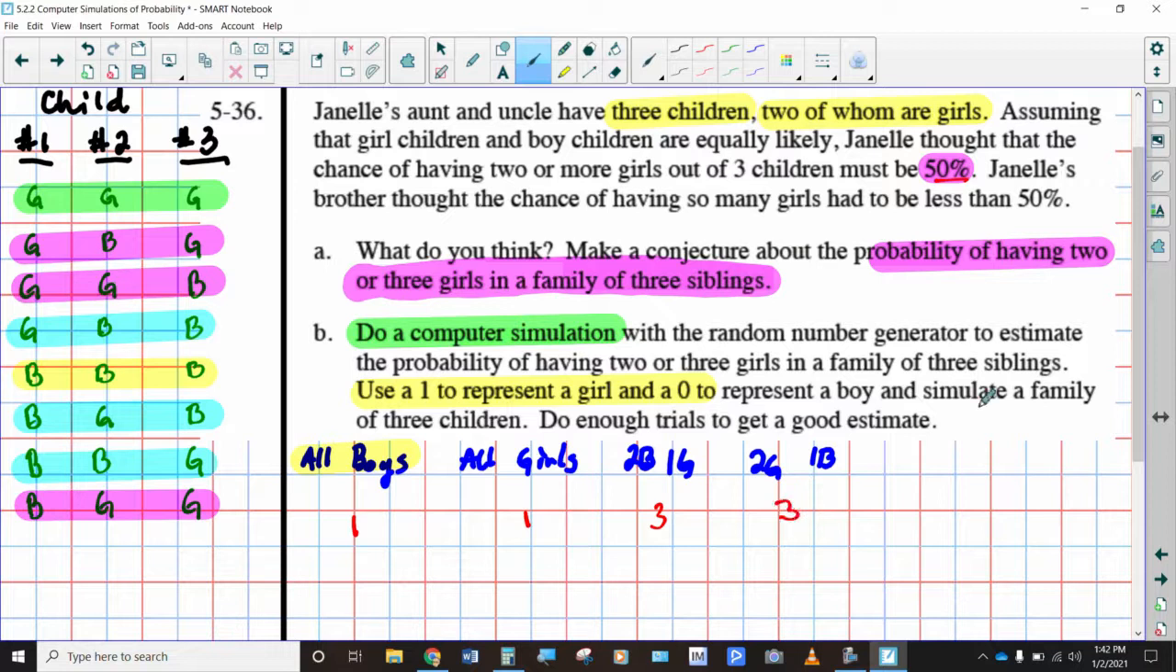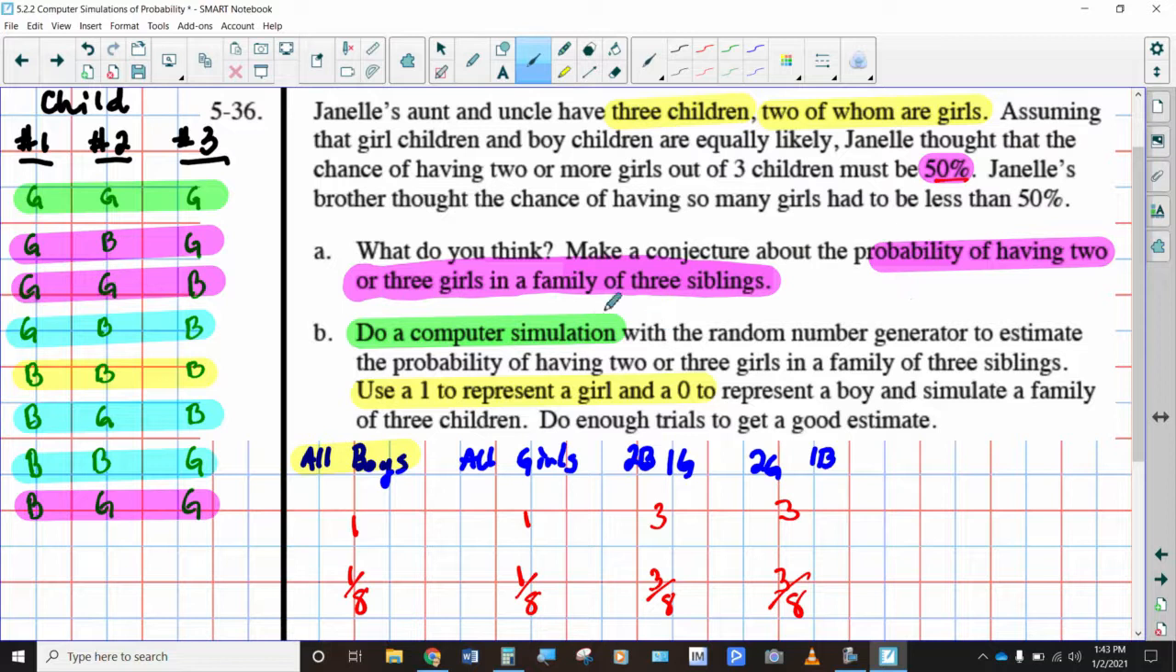So what we get is the probability of having all boys, counting 1, 2, 3, 4, 5, 6, 7, 8 outcomes, is a 1/8 probability. The probability of getting all girls is a 1/8 probability. The probability of getting two boys and a girl is a 3/8 probability, and that is the same probability for two girls and one boy.